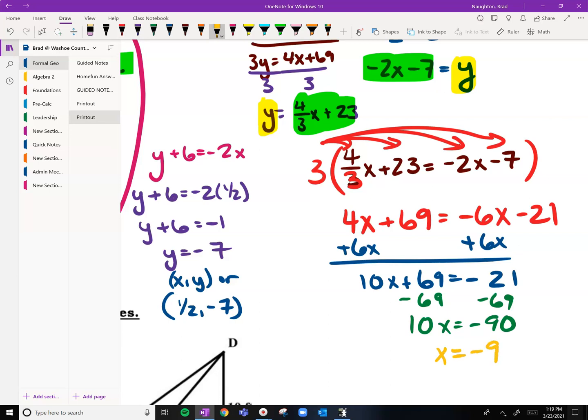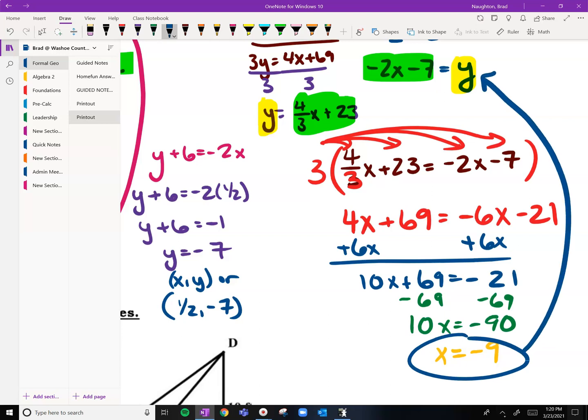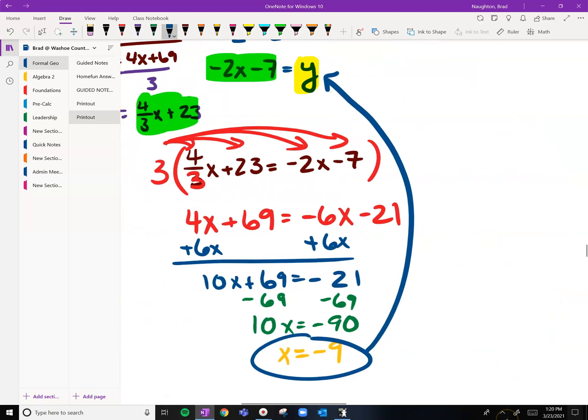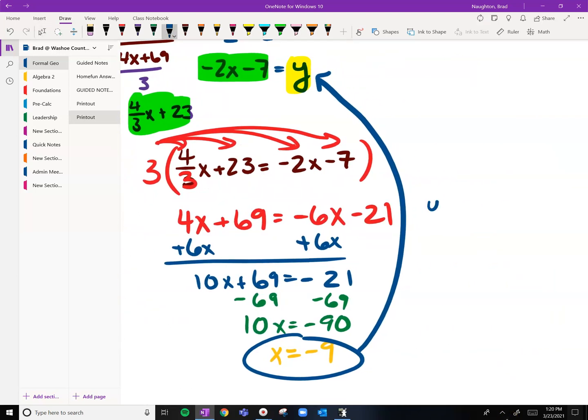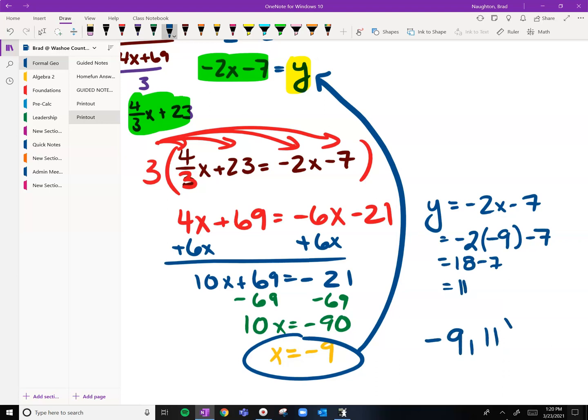All right. So which one do we want to plug in to solve for y? You could pick whichever one you want, but I'm going to go back to this one right here. You could go back to the original or the ones where your y's are already by itself, and that one looks pretty easy. So y is equal to negative 2x minus 7. So negative 2 times negative 9 minus 7 is going to be 18 minus 7, which is 11. So this will be negative 9, 11.